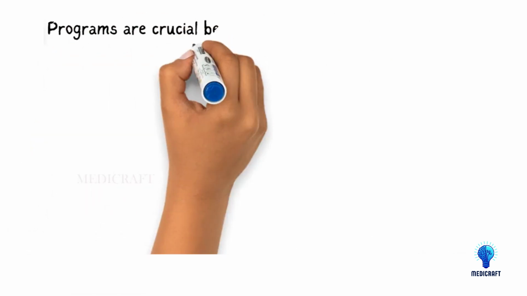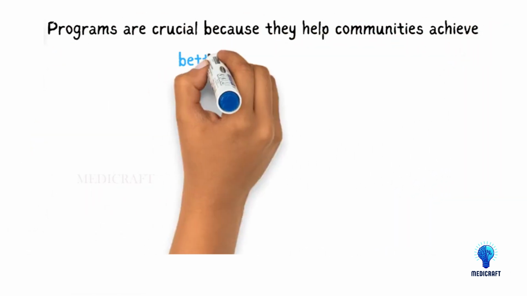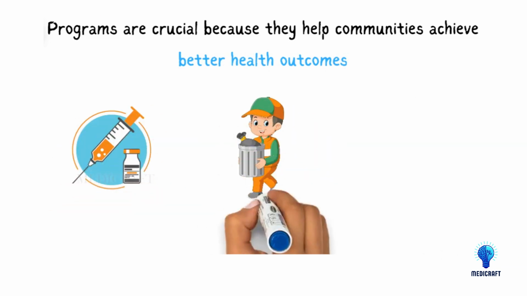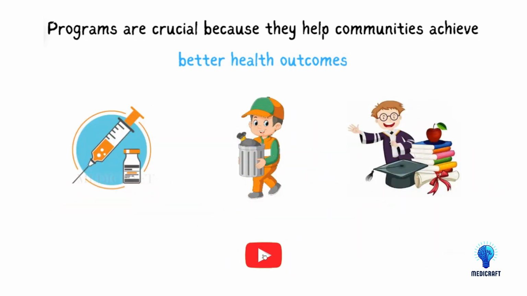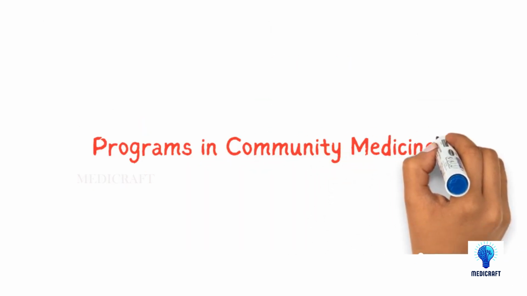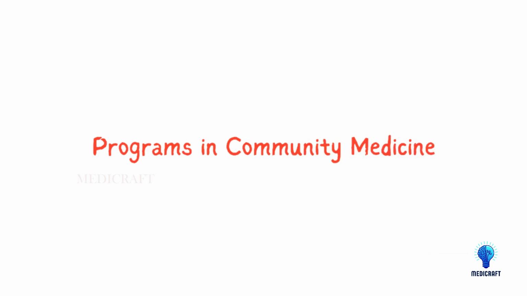Programs are crucial because they help communities achieve better health outcomes. Whether it's providing vaccines, improving sanitation, or offering education, these programs make a tangible difference in people's lives. Remember, small efforts today can lead to healthier generations tomorrow. And that's all for today's video on programs in community medicine. Now you know what programs are, the types, and how they work to improve community health.